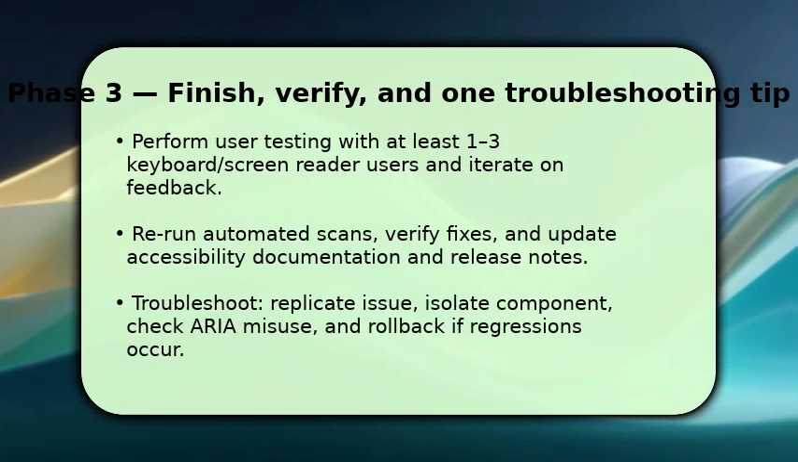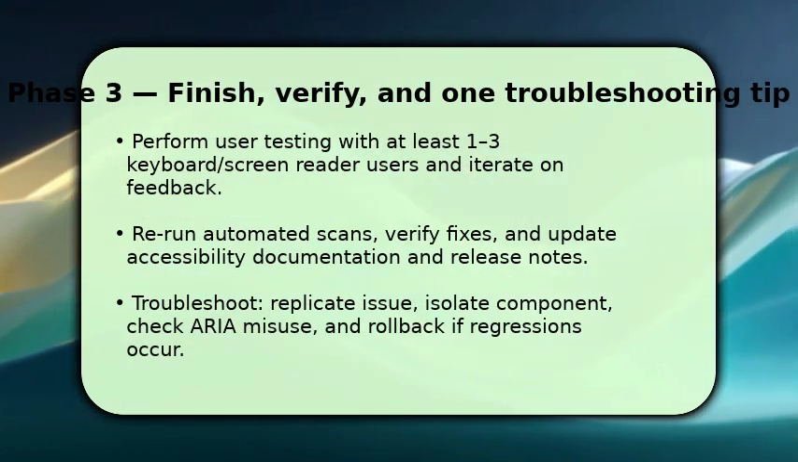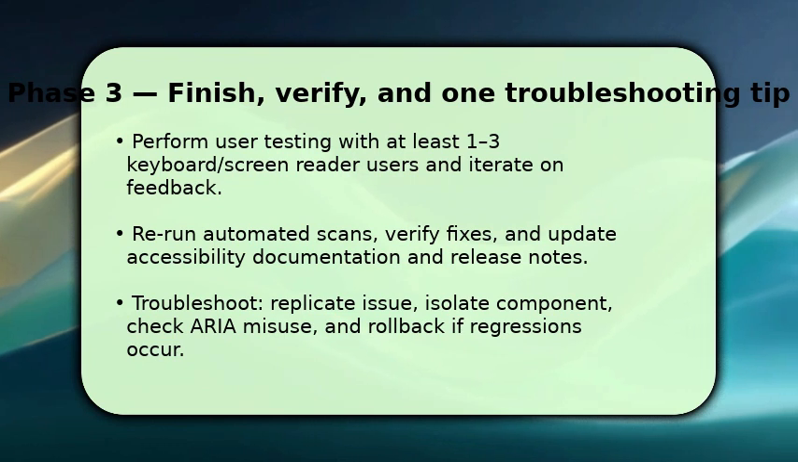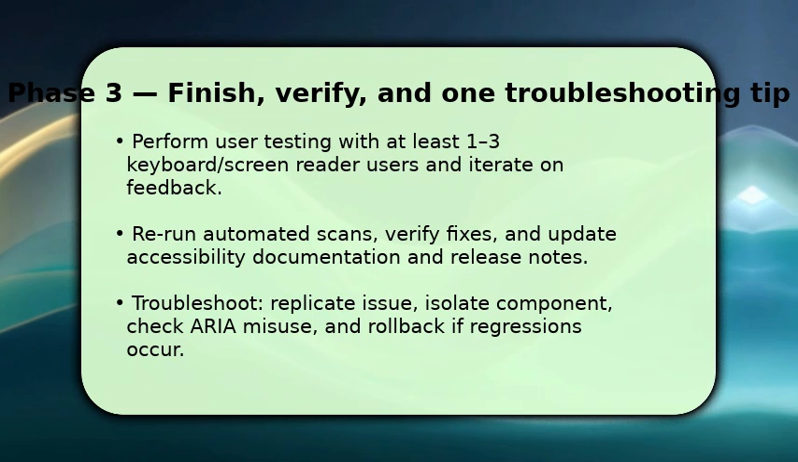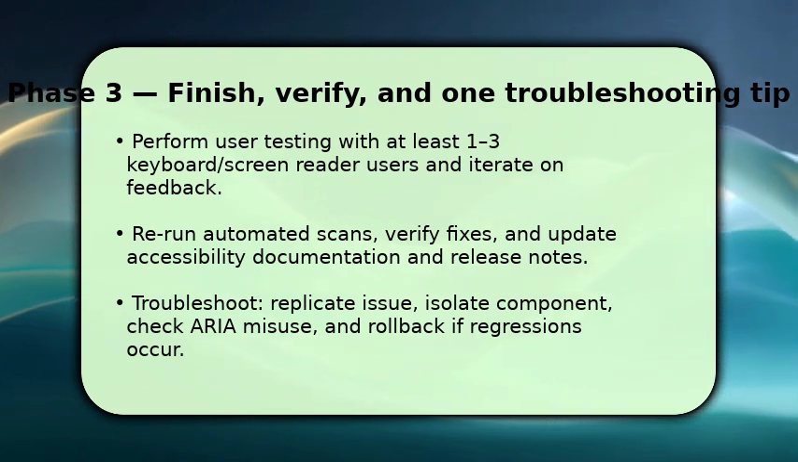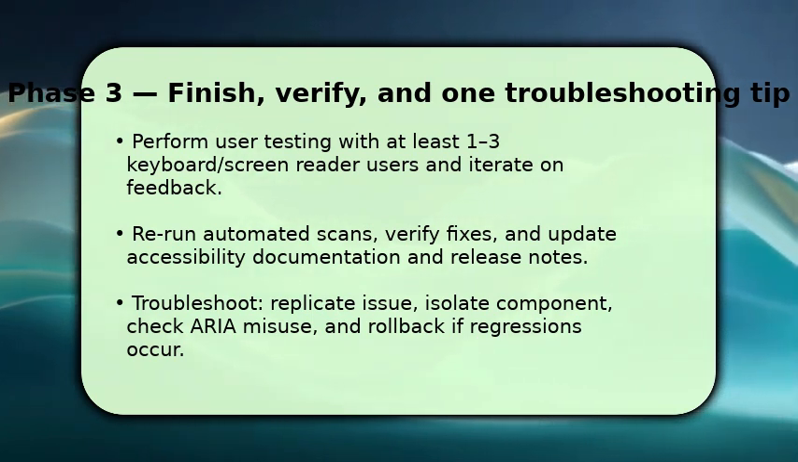Finish by validating with real users. Recruit 1 to 3 people using keyboard or a screen reader because their feedback catches nuance. Rerun automated tests and confirm fixes in staging, then document changes so future teams replicate good patterns.